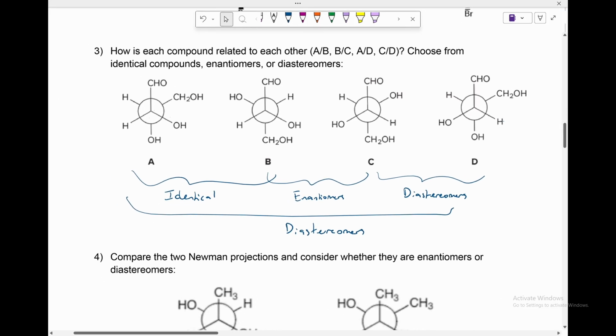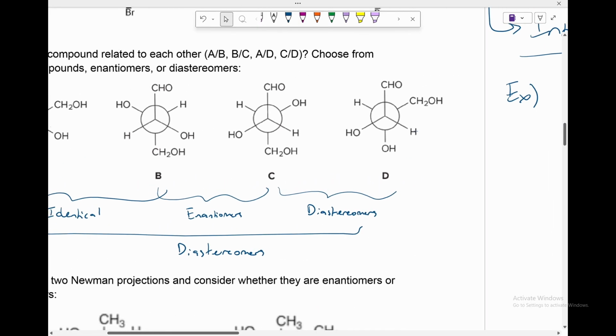So basically, if I compare these two and I see that the front carbons are the same but the back carbons are not, maybe I can rotate it so that they do look the same. And that's what happens here in A and B. But for B and C, I can see that there's a mirror here. OH to OH, CH, OH to OH, HH. They're enantiomers, right? For C and D, maybe it's not that simple.